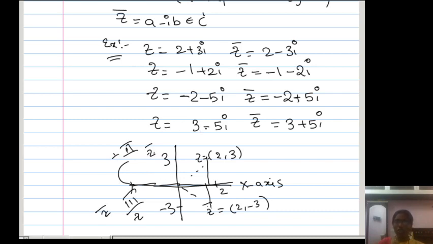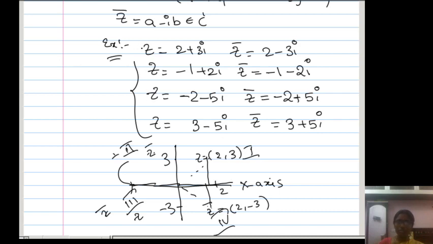Suppose Z is equal to 3 minus 5. I mean x-axis 3, y value minus 5. That means x positive 3 and y negative, which means the fourth quadrant. So then what is Z bar? X positive is the same but y is positive, which means it lies in which quadrant? First quadrant.